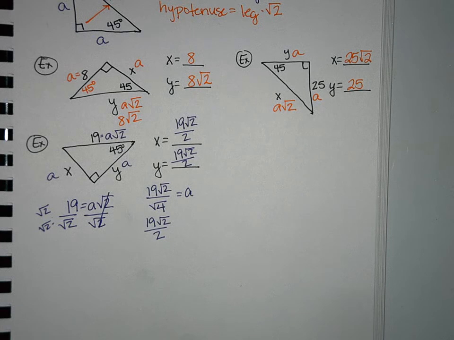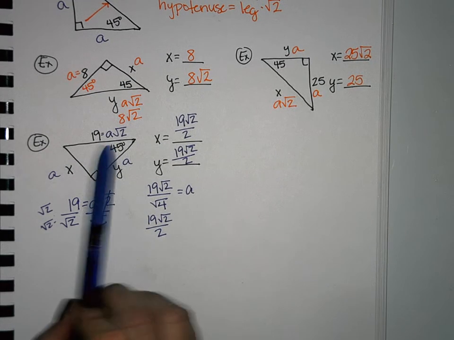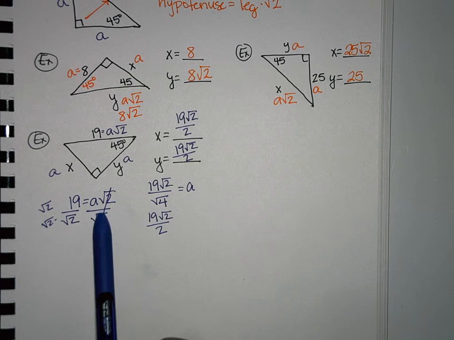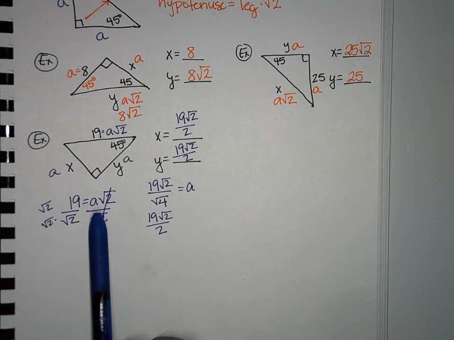So again, if you're given only the hypotenuse, like we were here, we're going to set the hypotenuse to what it's supposed to equal in the pattern and solve for a. In solving for a, we'll get the two legs.